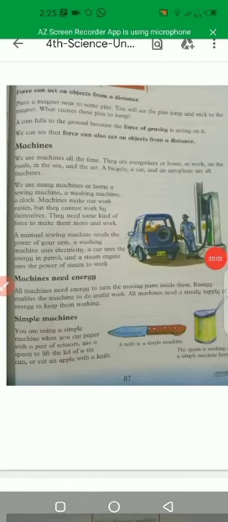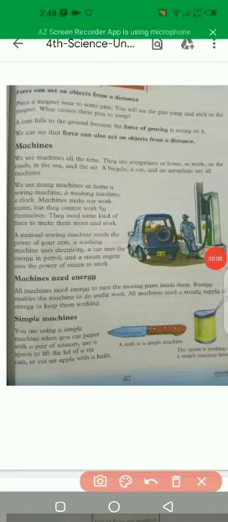Place a magnet near some pins. You will see the pins jump and stick to the magnet. What causes these pins to jump? This is basically the force of attraction. The coin falls on the ground because of the force of gravity. So we can say that force can also act on objects from a distance.